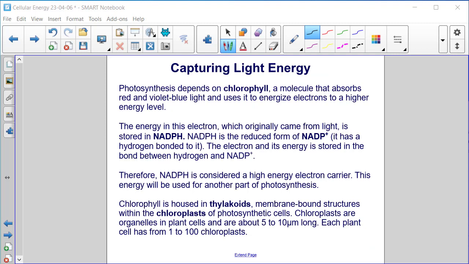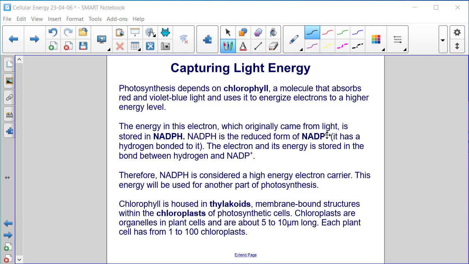Capturing light energy. Photosynthesis depends on chlorophyll, a molecule that absorbs red and violet blue light and uses it to energize electrons to a higher energy level. The energy in this electron, which originally came from light, is stored in a molecule called NADPH. NADPH is the reduced form of NADP+. It has a hydrogen bonded to it.